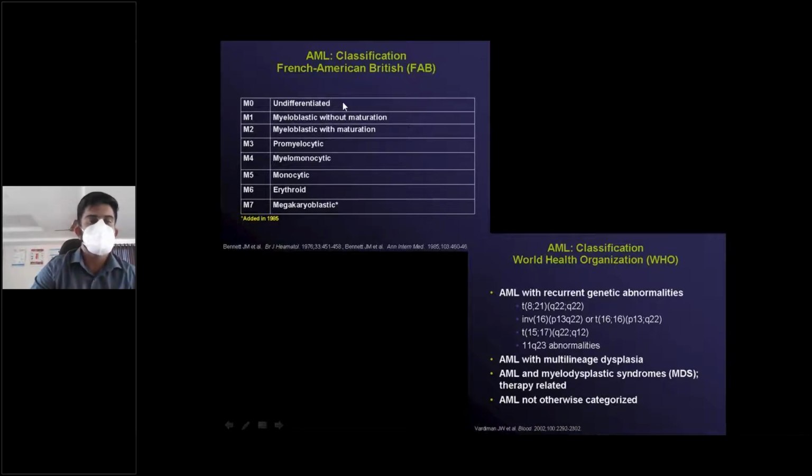In M0, it's undifferentiated, so you cannot identify one particular type of cell as a predominant one. Here, there will be a myeloblast. So there will be early myeloblast without maturation. That means nuclear maturation will not have occurred.